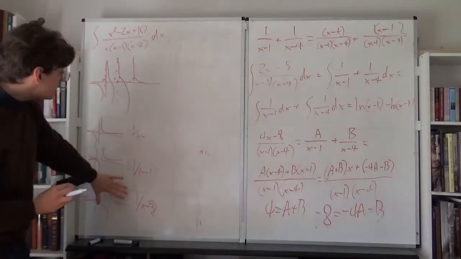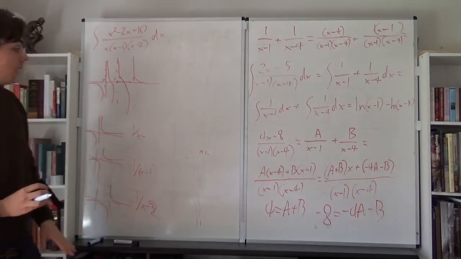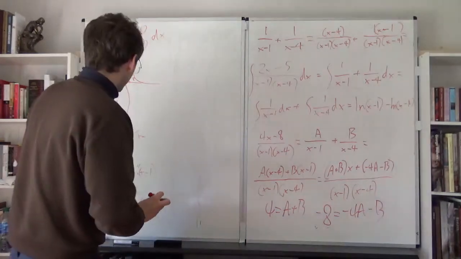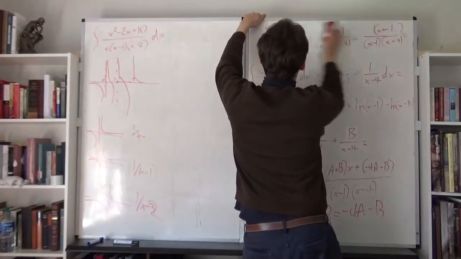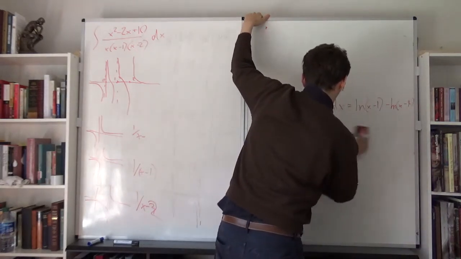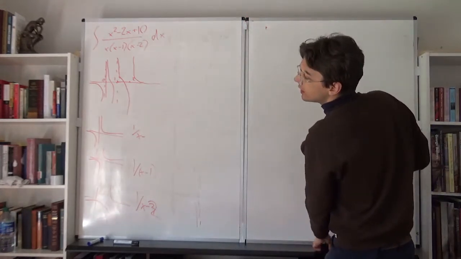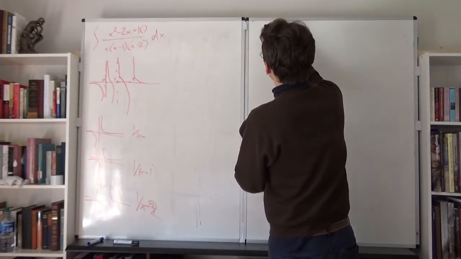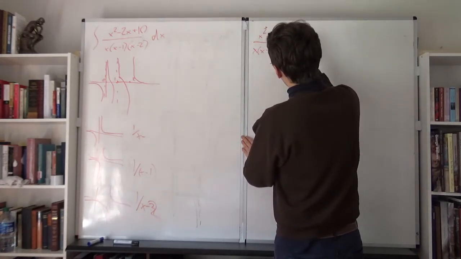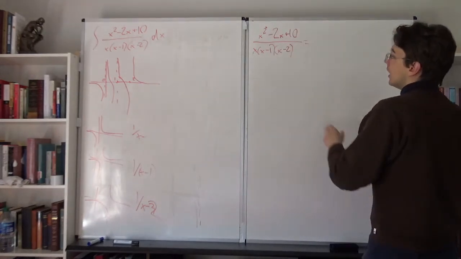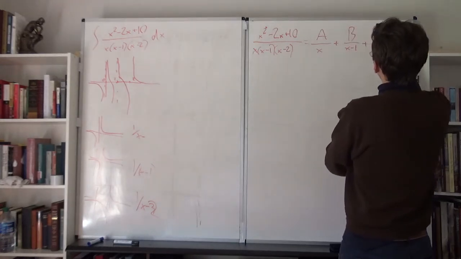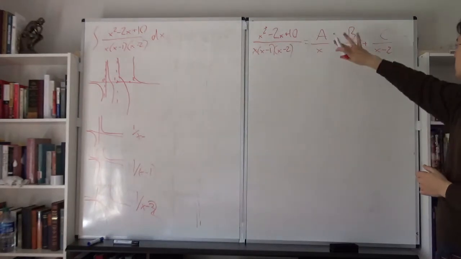Given this insight that this is really just a sum of these guys, I'll just do what I did over here. I know the ingredients of this guy, I just don't know how much of each ingredient. So let's try to set this up. I have x squared minus 2x plus 10 over x times x minus 1 times x minus 2. Let's break it up into its ingredients: A over x, plus B over x minus 1, plus C over x minus 2.